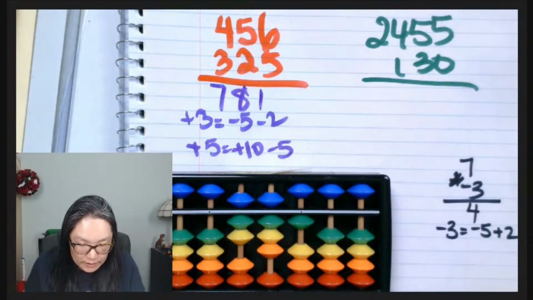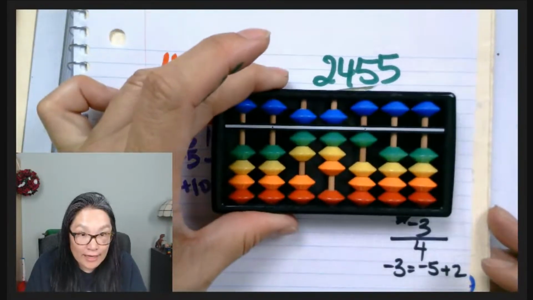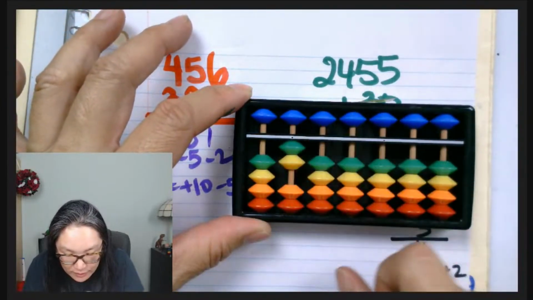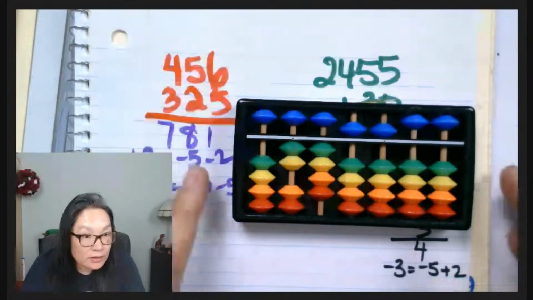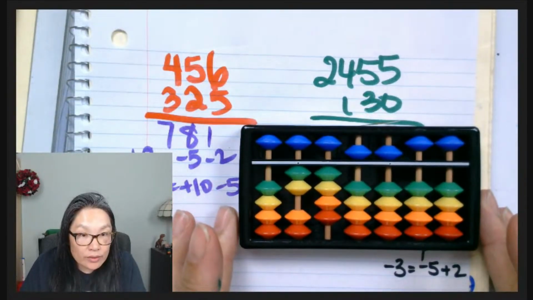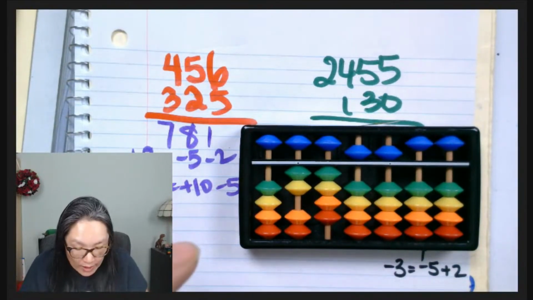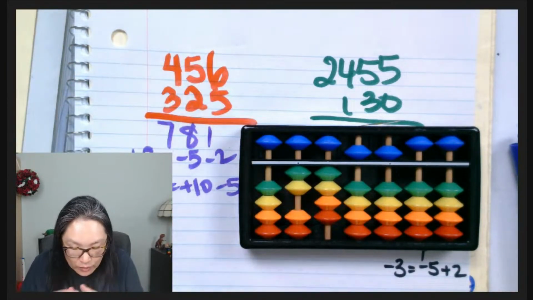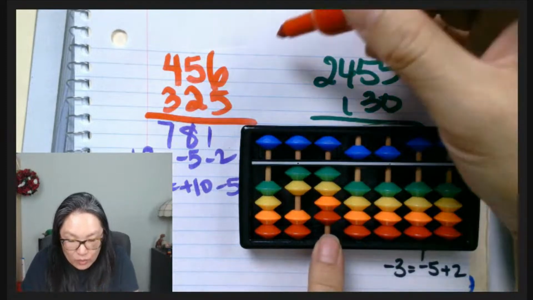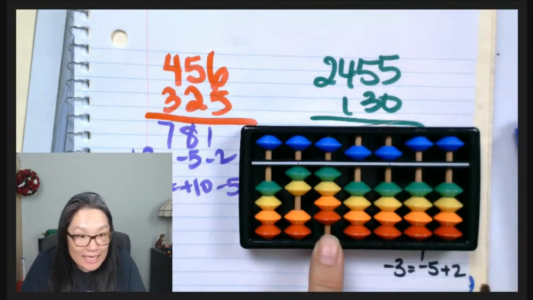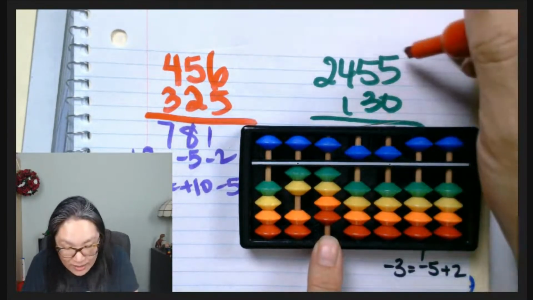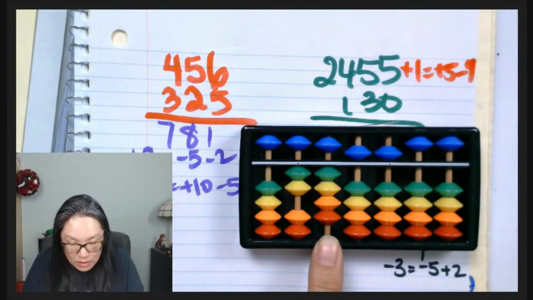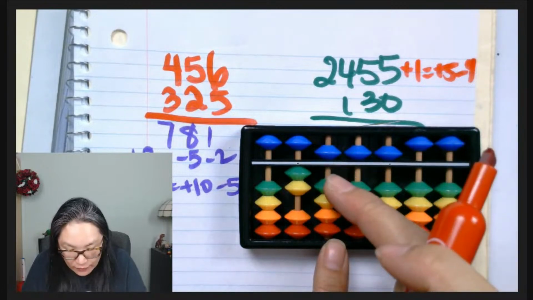Let's do the final one, and then I'm going to sign off. So we have 2,455. Now we have 1. Do we have enough beads to add the 1? No, we don't have enough beads to add the 1. Can we add the 5? Yes, we can. To add the 1 is equal to plus the 5 minus 4. So I plus the 5 and I take away the 4.